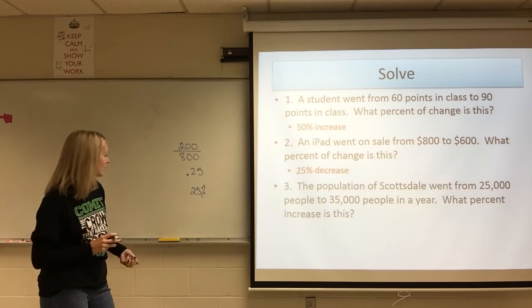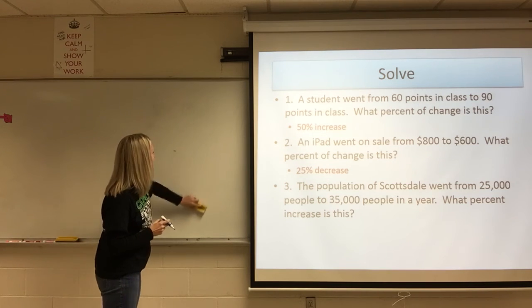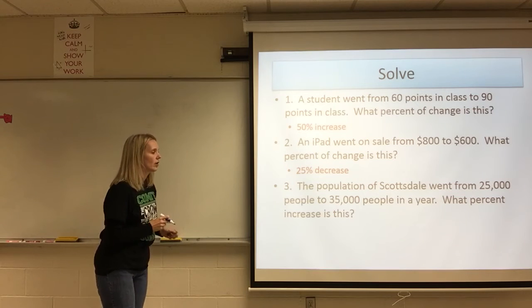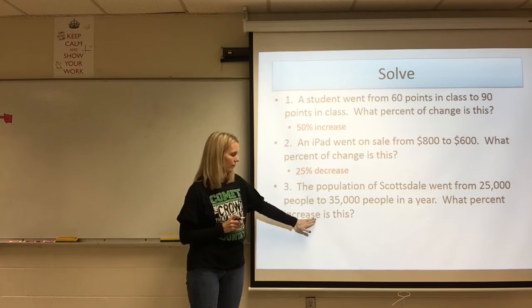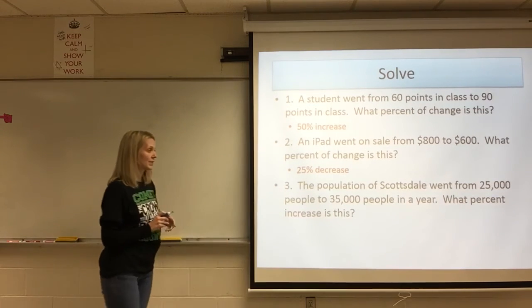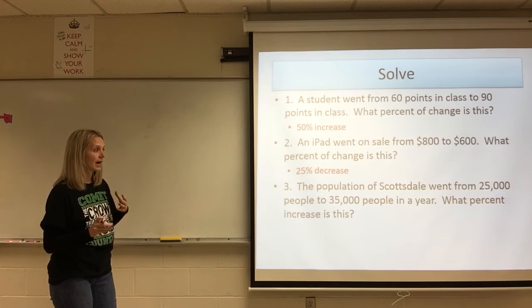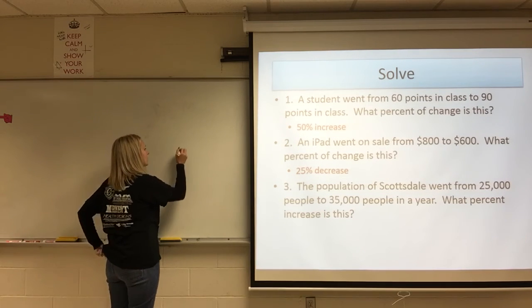And our last problem. The population of Scottsdale went from 25,000 to 35,000 people in a year. What percent increase is this? This problem, they already told you it was an increase. So our first step is to find the difference. The difference in 35,000 and 25,000 is 10,000.